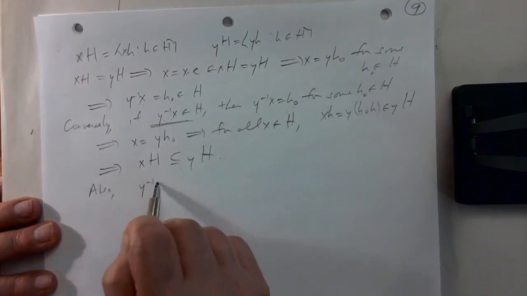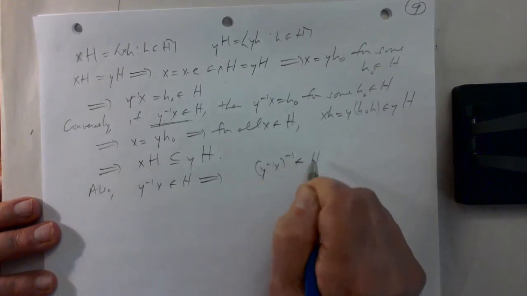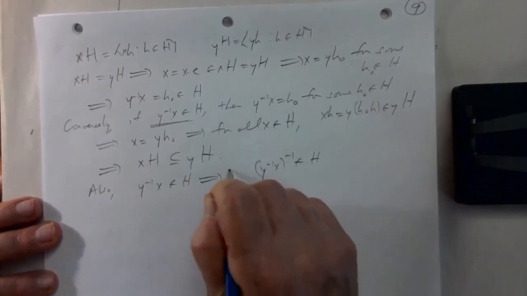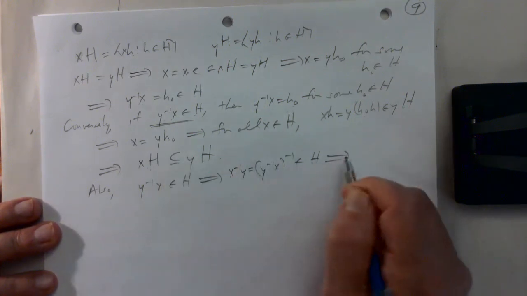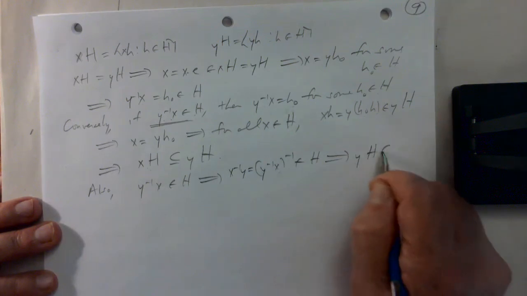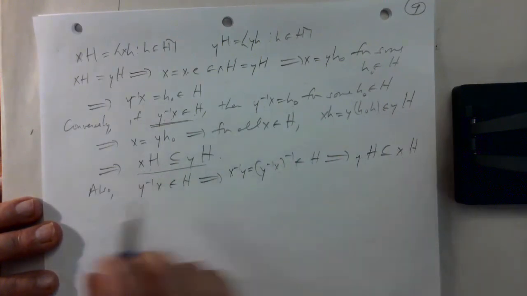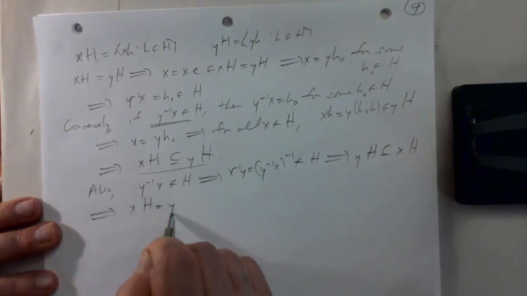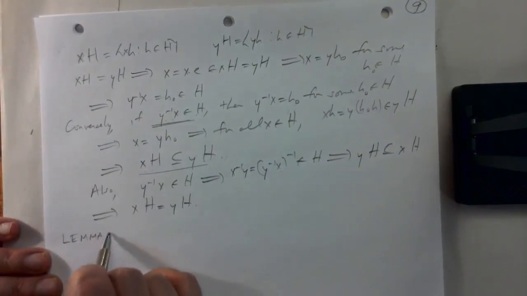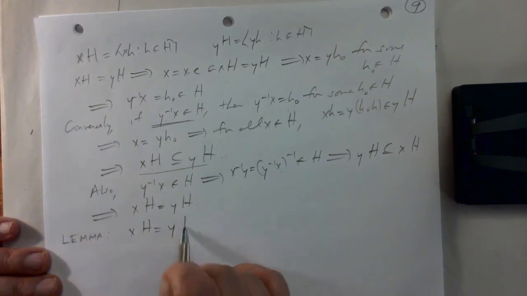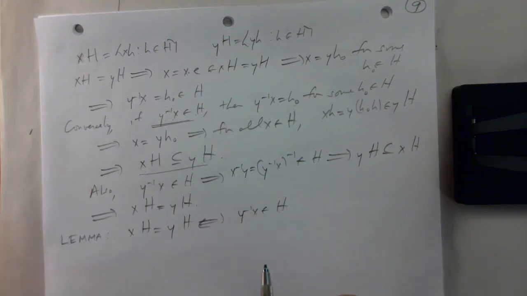Also, if Y inverse X is in H and H is a subgroup, then the inverse of Y inverse X is in H. And the inverse of Y inverse X is X inverse Y. So X inverse Y is in the subgroup, which means YH is contained in XH. So if XH is contained in YH and YH is contained in XH, then XH equals YH. So we now have a proof, if you like, of the following lemma. Two cosets are equal if and only if Y inverse X is in H.